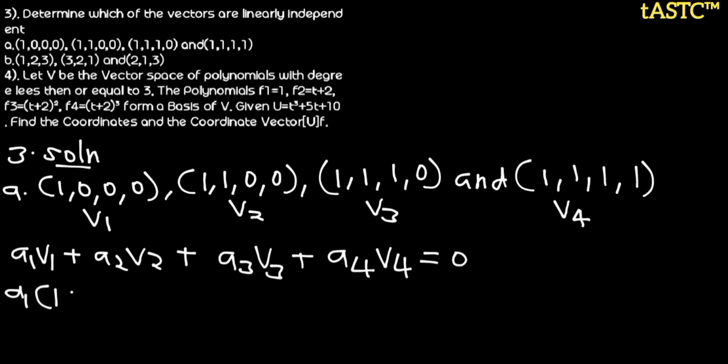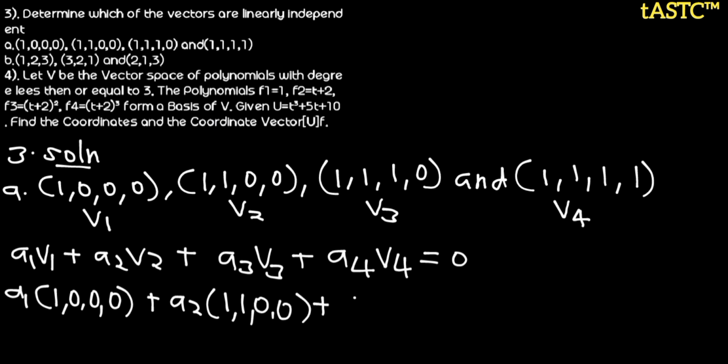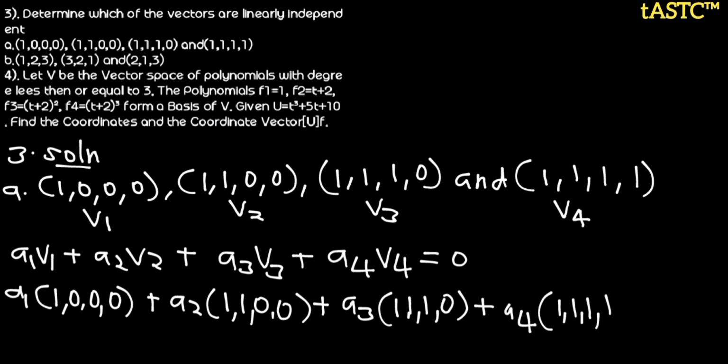Now v1 is 1, 0, 0, 0. And v2, that is 1, 1, 0, 0. Then we have a3 multiplied by v3. So v3 is 1, 1, 1, 0. Now v4, that is 1, 1, 1, 1. Now all this must give 0.